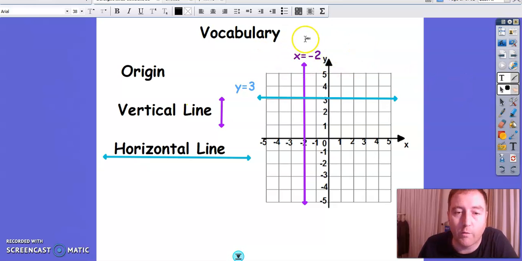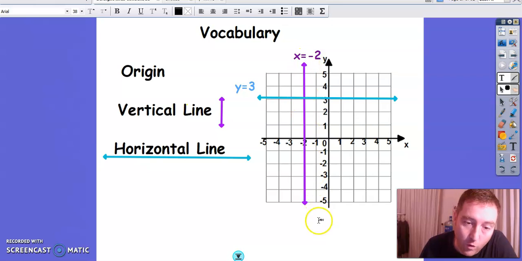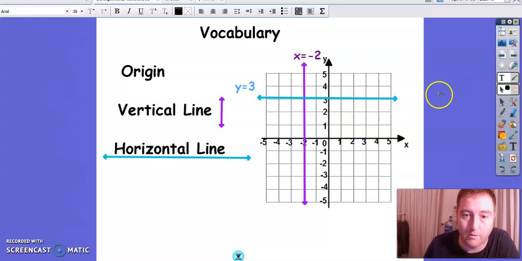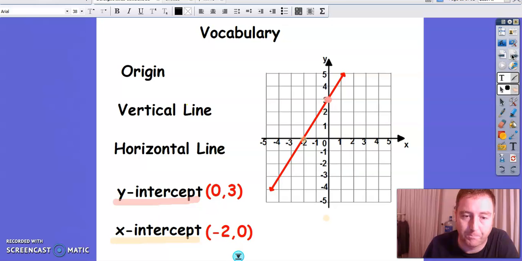And here are some example equations. All vertical lines will be written x equals something. For example, x equals minus 2, because all of those coordinates have x equals minus 2. On this one, y equals 3, because the y coordinate is always 3. This is 0, 3, 1, 3, 2, 3, 3, 3, 4, 3, 5, 3. The y coordinate is always 3 in this horizontal line. Okay? Just running through this very quickly now.